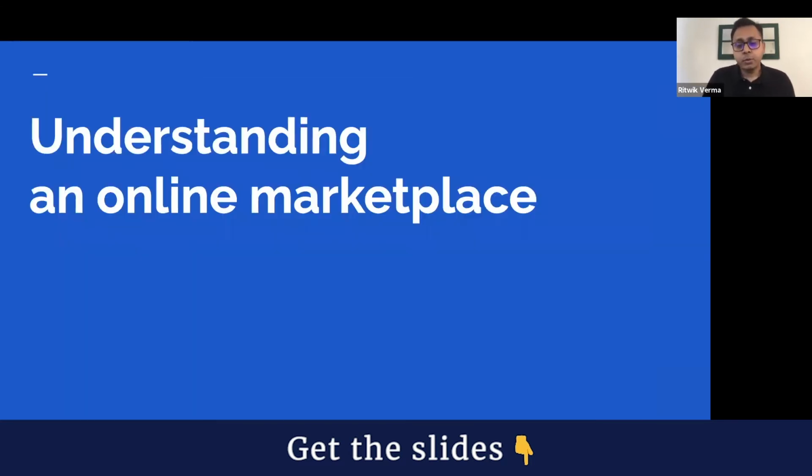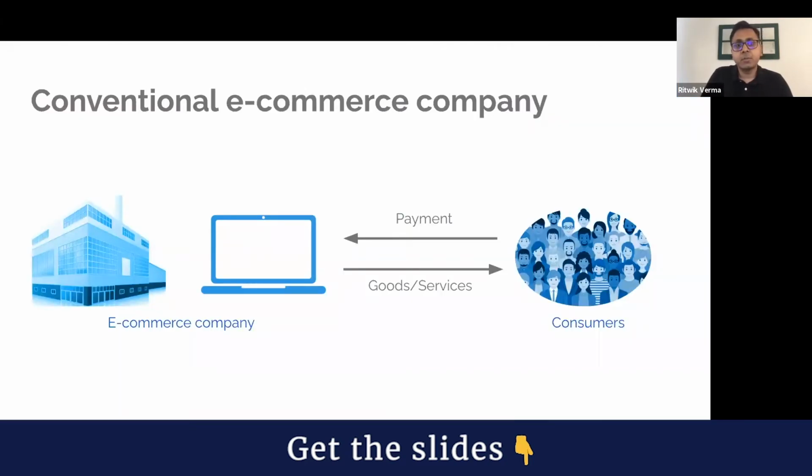Okay. To understand what an online marketplace is, it's important to understand what an e-commerce company is. All right. So a conventional e-commerce company is essentially any company that allows you to transact on its website or an app. So e-commerce used to be a buzzword in the 90s, but today it's more of a norm than an exception. So any company that allows you to buy its goods or services through a website or an app is an e-commerce company. So consider an example of buying sneakers on Nike.com or booking a hotel room on Hilton.com. All these are examples of e-commerce companies.